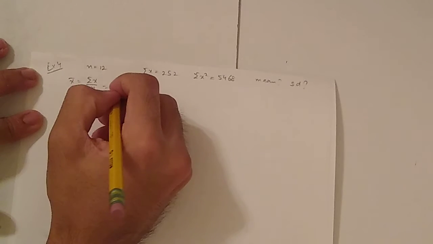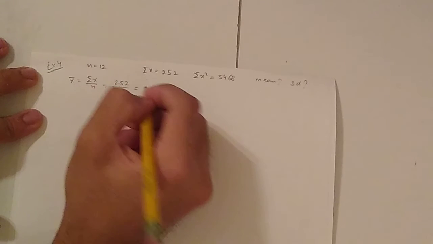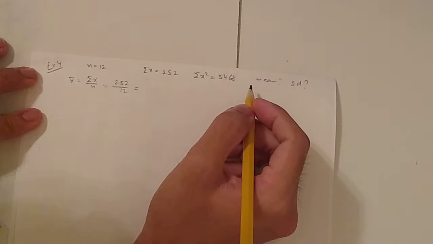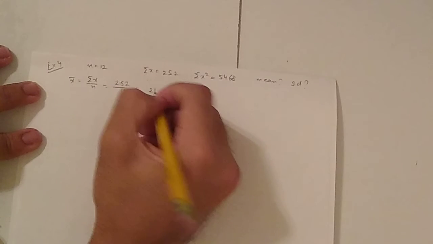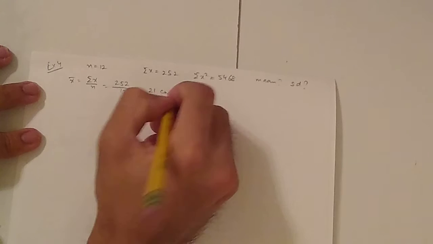which is equal to 252 by 12, and as you calculate this, you'll get 21. Be careful with the unit, it is going to be centimeter. The mean does have a unit, centimeter, because we have the length of the African giant land snails in centimeters.